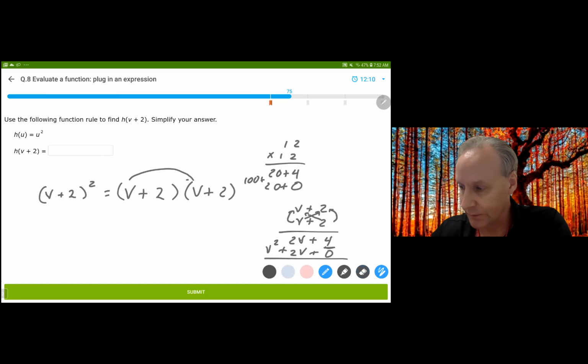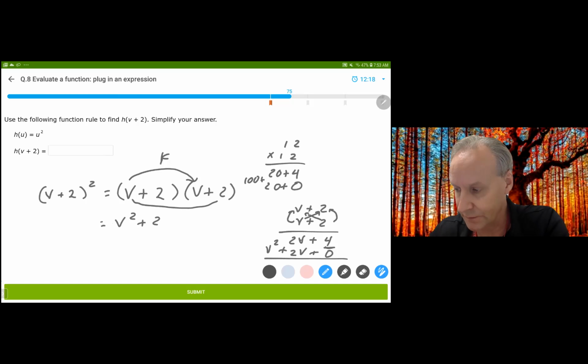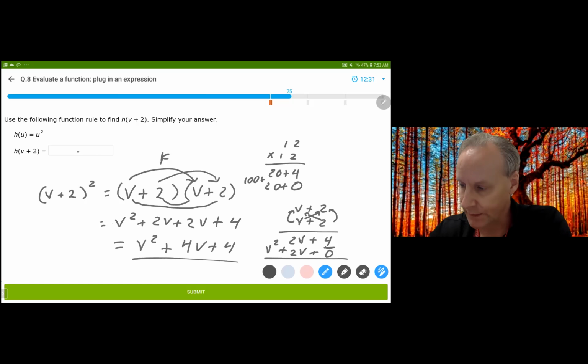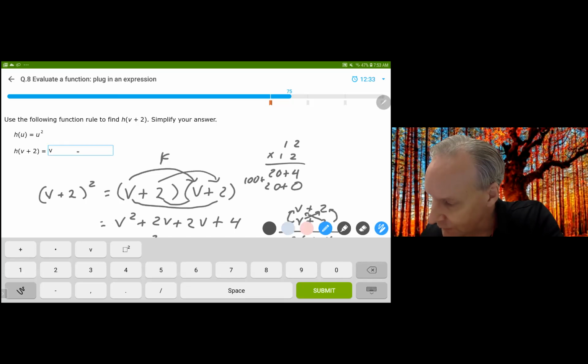You all learned FOIL. First is v times v, which is v squared. The outer is v times 2, plus 2v. The inner is plus 2v. And the last is the 2 times the 2. And that, of course, is v squared plus 4v plus 4. Sorry, I didn't mean to mess that up. There you go. V squared plus 4v plus 4. And we're done.